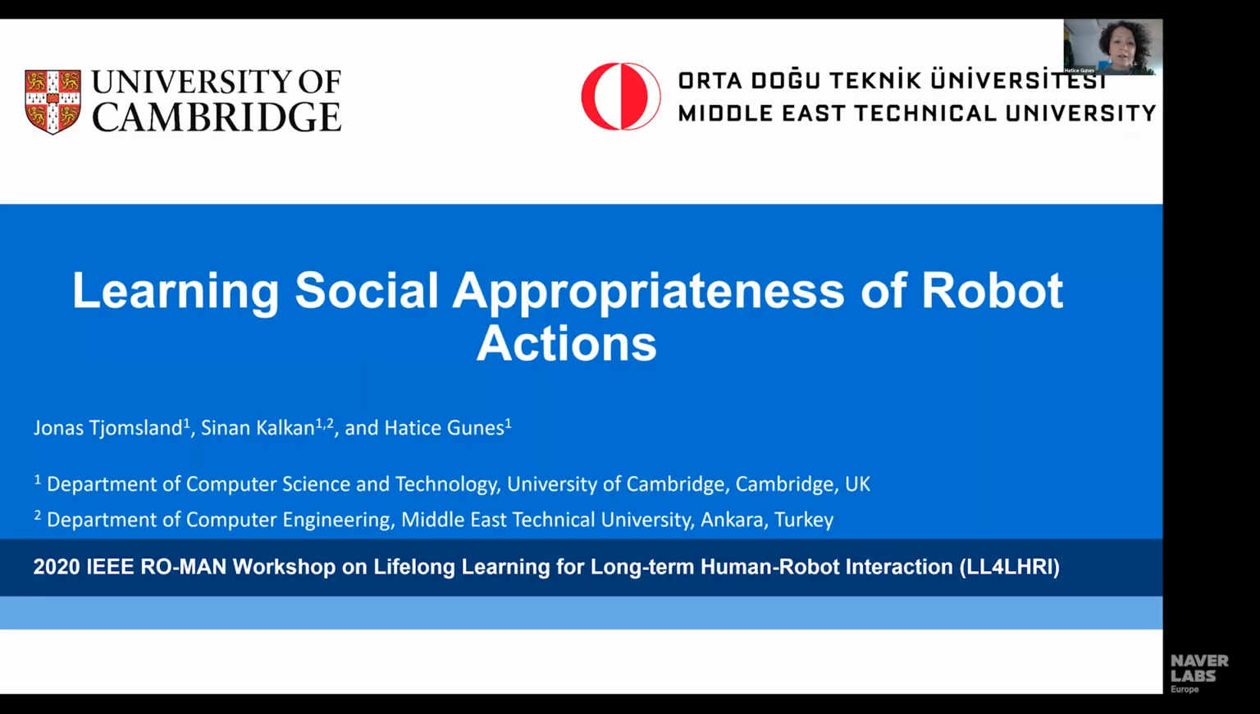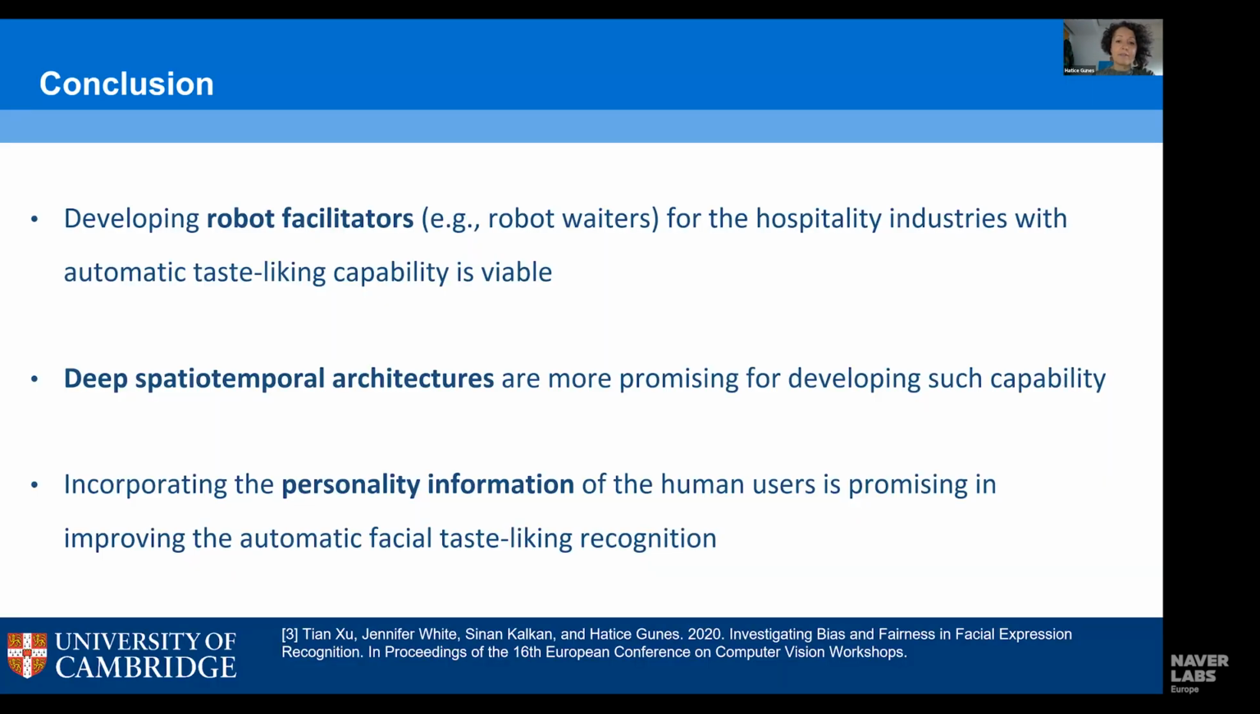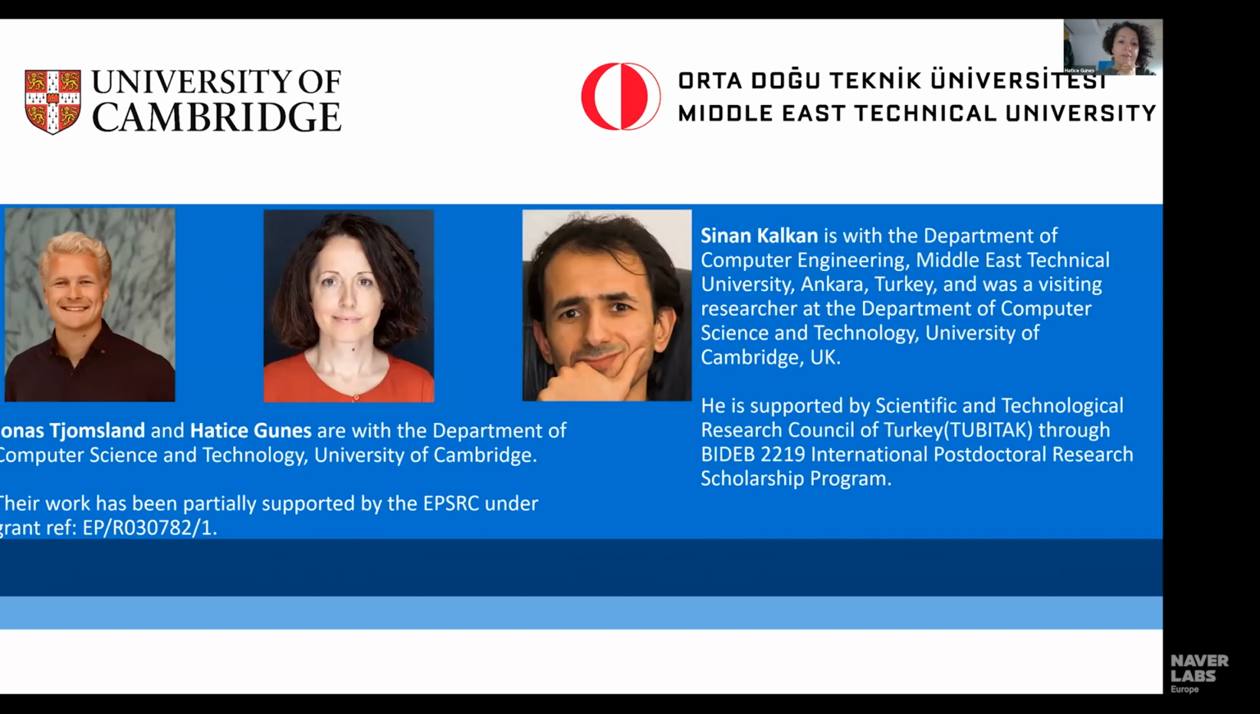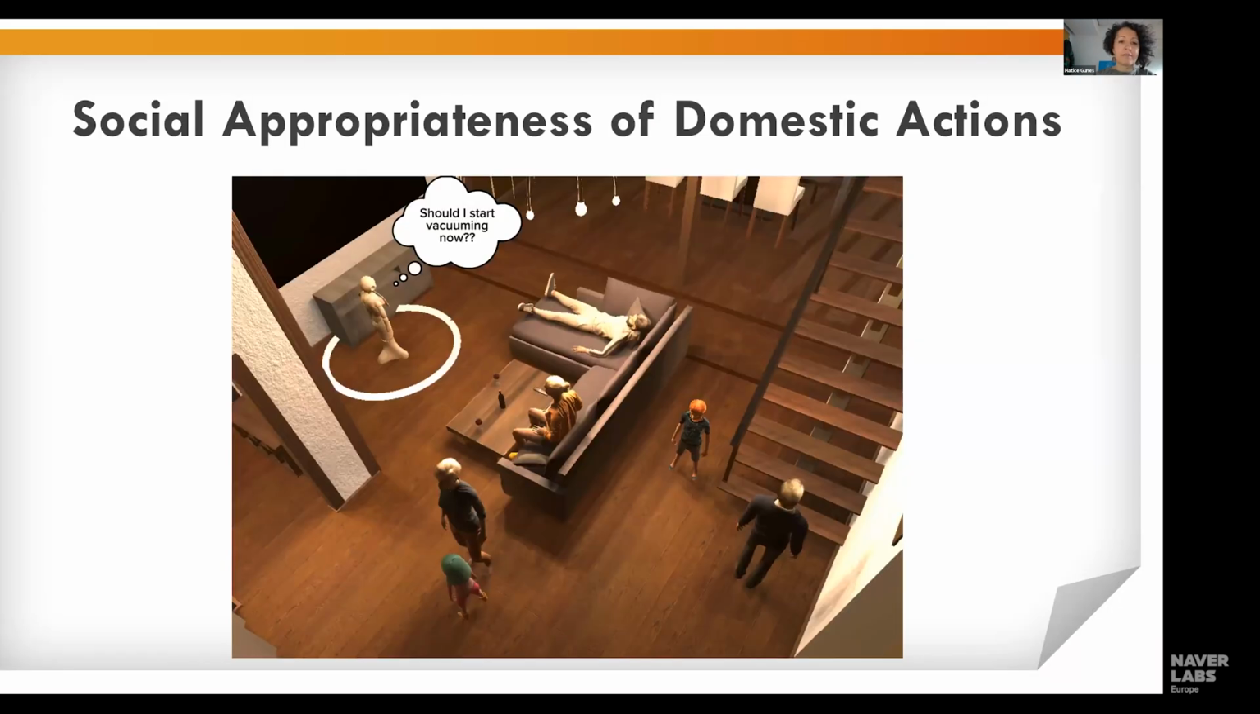So the second work I want to focus on and present is called Learning Social Appropriateness of Robot Actions. So this was a collaborative work with Sinan Kalkan, who was visiting my group during 2020 as part of his sabbatical, and Jonas is the main author and the person who conducted some of these studies. So we wanted to focus on social appropriateness of domestic actions. Appropriate social behavior actually is not trivial, even for humans, but we still have an ability to recognize different social contexts. And then also we continuously learn from our observations.